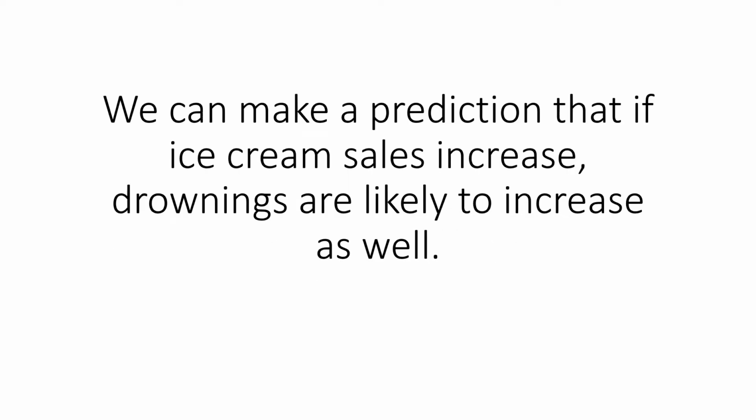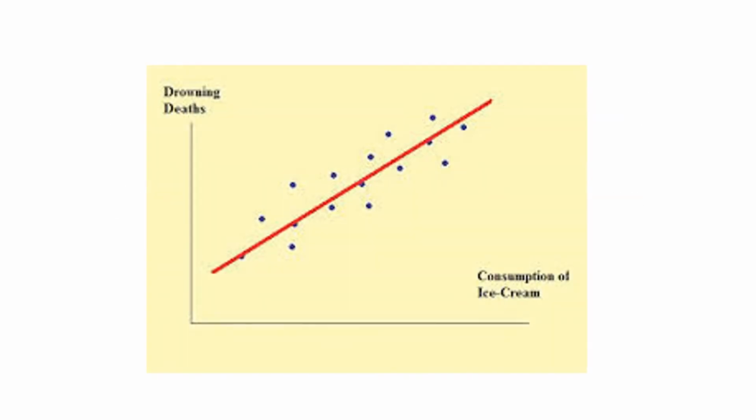So we can make a prediction that if ice cream sales go up, drownings are likely to increase as well. You can see here, we could take this data and plot it onto a graph with our x-axis and our y-axis. And it looks like as one thing happens, another thing is happening. So as drowning deaths go up, so too does consumption of ice cream. And also as drowning deaths go down, so too does consumption of ice cream.